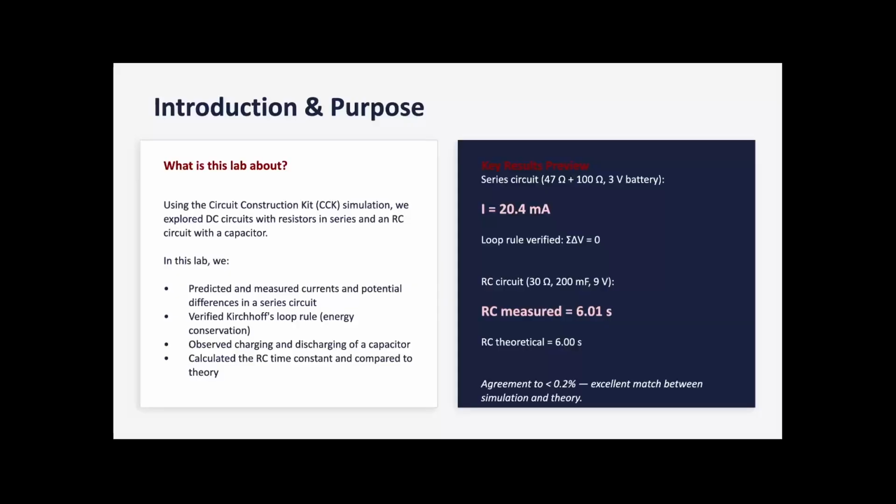The key results: in the series circuit, we measured a current of 20.4 milliamps and confirmed that the potential differences around the loop sum to exactly zero. In the RC circuit, our measured time constant was 6.01 seconds, essentially identical to the theoretical value of 6 seconds.